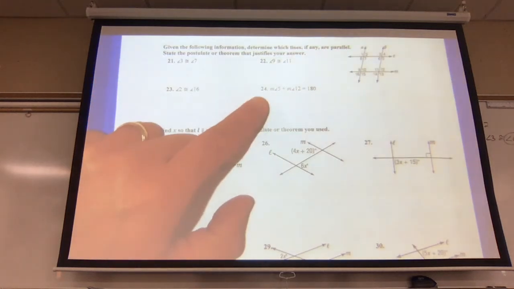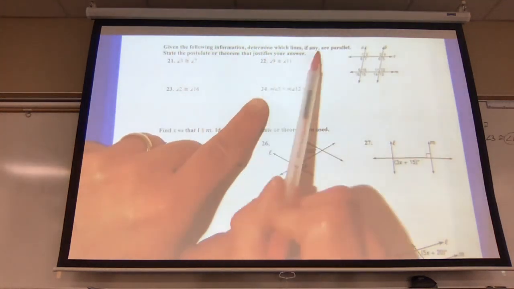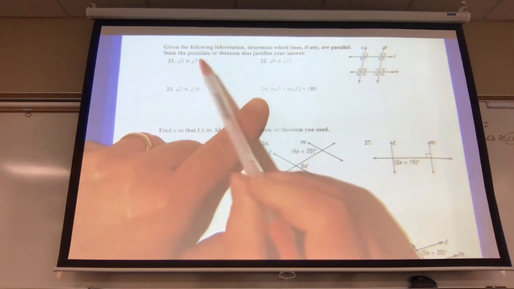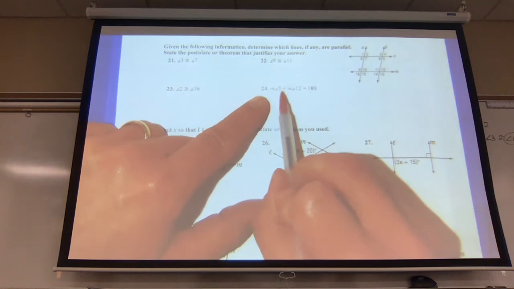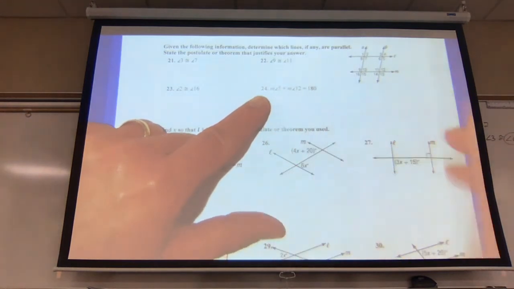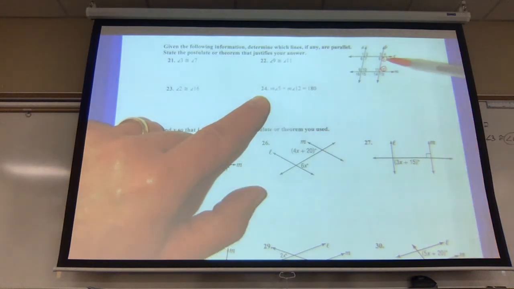24, all right. 24, well, first of all, the directions tell us we're going to determine which lines, if any, are parallel, and then state the postulate or theorem that justifies the answer. So on 24, they're telling us that angle 5 and angle 12 add up to 180. Angle 5 is right here, angle 12 is right here. Those two are consecutive interior angles.